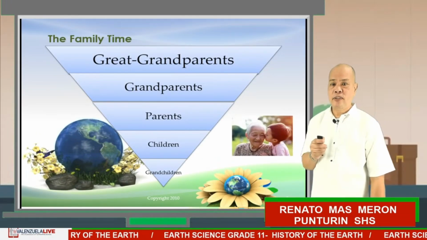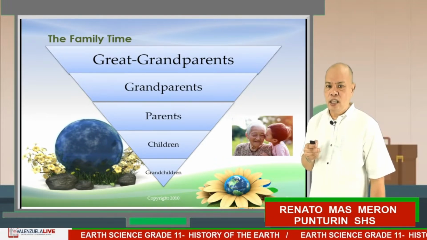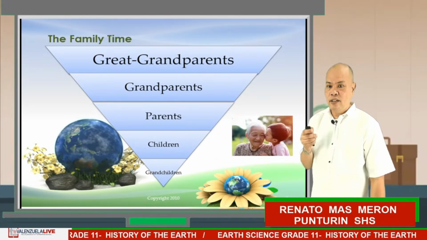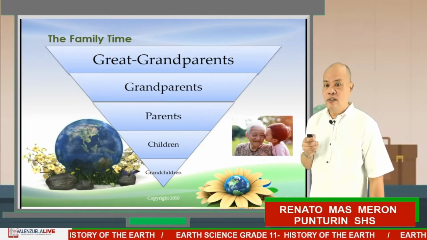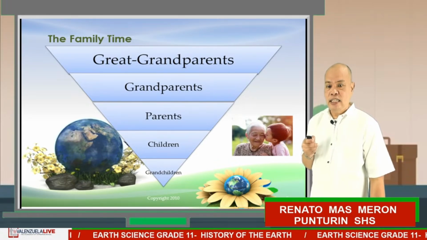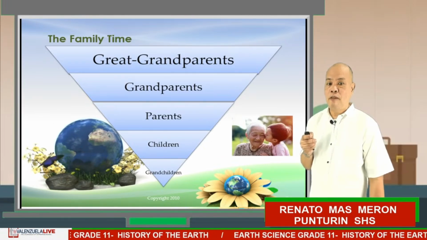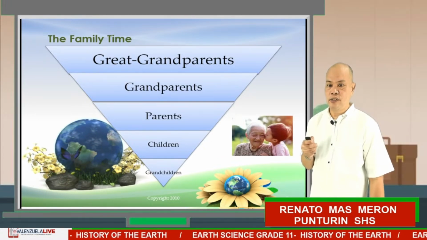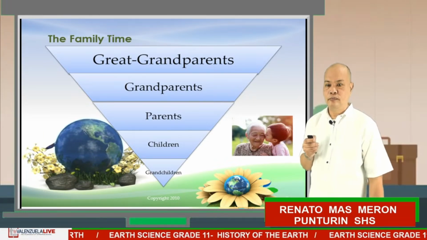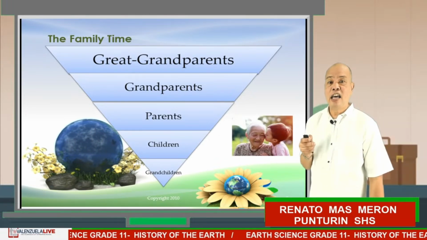Analyze the inverted triangle of family generations. Suppose all of them are still living today. Which of the following generations lives the longest in time? A. Great-grandparents. B. Grandparents. C. Parents. D. Children. E. Grandchildren. Post your answer on the comment box. You have 5 seconds to answer this question. Stop. The correct answer is A. Great-grandparents.